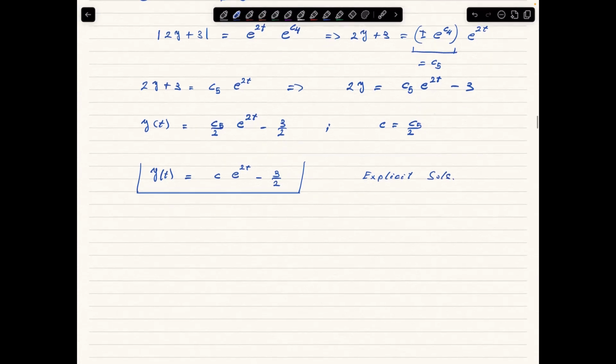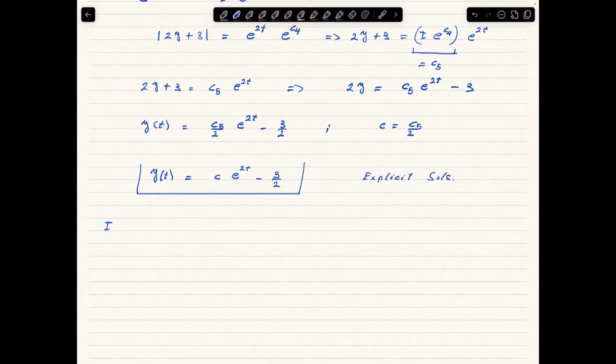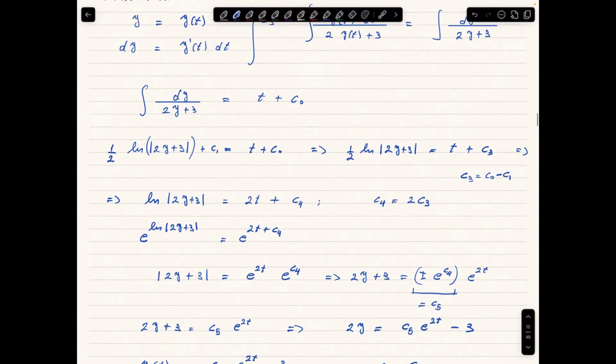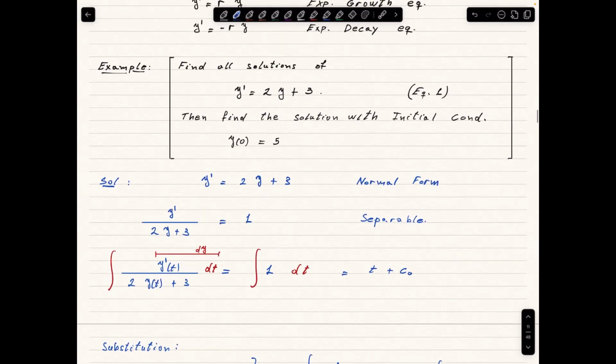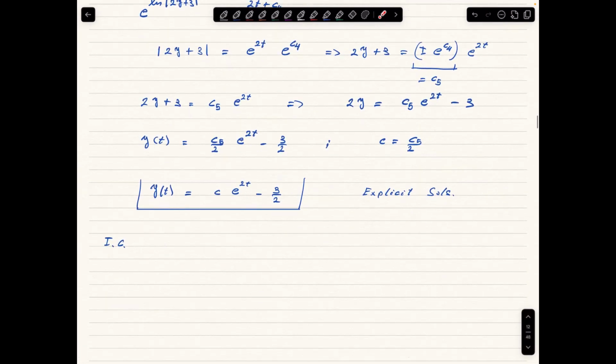All right, the only thing we need to do now is work on the initial condition. What was the initial condition? It is up here. The initial condition says that from all these solutions, we are looking for the only solution that satisfies that at t equals 0 it takes the value 5. So we say that 5 has to be the solution at 0. But we have the formula for the solution, which is c exponential 0 minus 3/2. Of course, exponential 0 is 1.